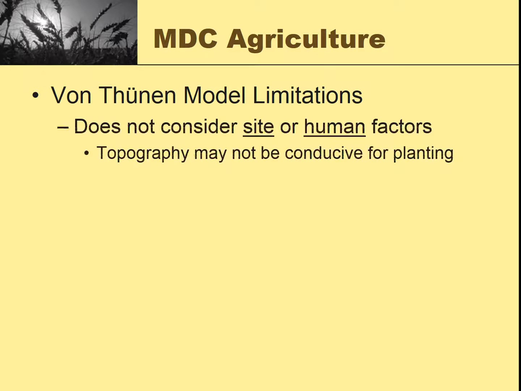Let's look at some limitations of the von Thunen model, because we know that it's a theory, it's a model, it's designed for a perfect world, but we don't live in a perfect world. So von Thunen's does not consider site or human factors. Let's provide an example. The topography of the land may not be conducive for planting. So there are certainly places that have the soil and the climate and the culture for planting, but the topography doesn't lend itself to planting. So instead, people raise domesticated animals or find sustenance from another means.